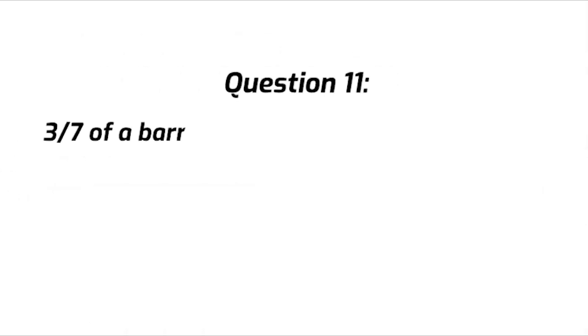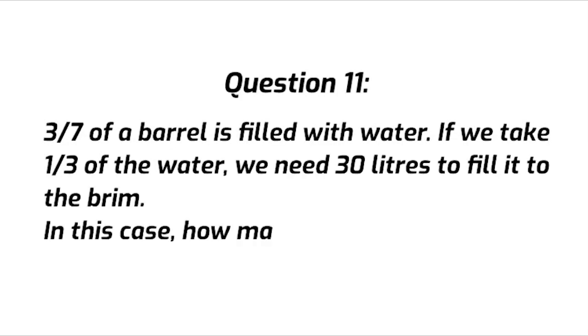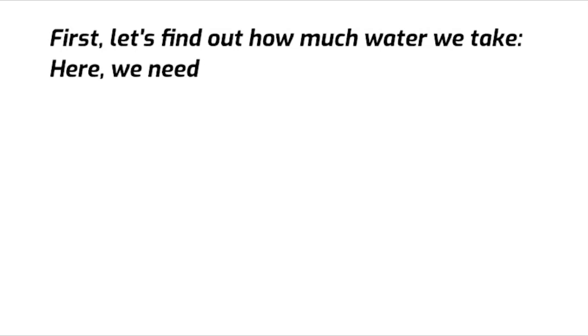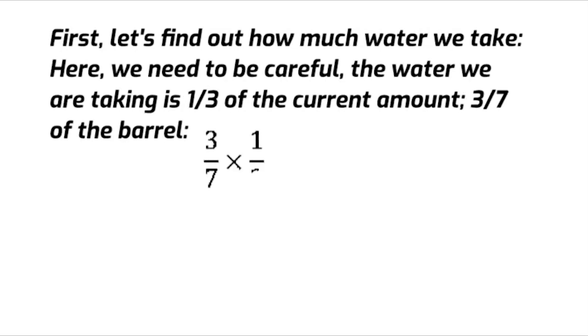3 over 7 of a barrel is filled with water. If we take 1/3 of the water, we need 30 liters to fill it to the brim. In this case, how many liters can this barrel take? First, let's find out how much water we take. Here, we need to be careful. The water we are taking is 1/3 of the current amount, 3 over 7 of the barrel.